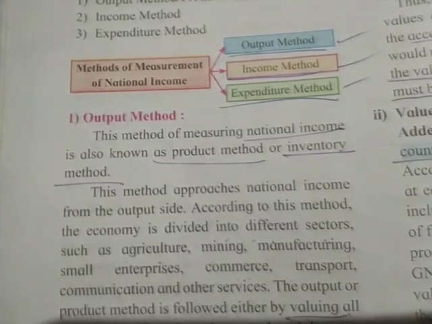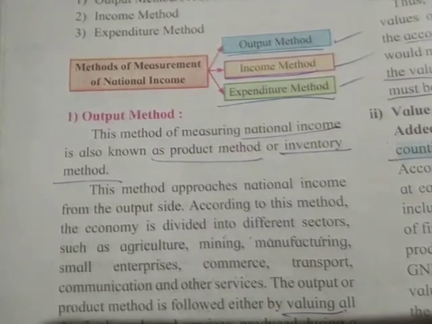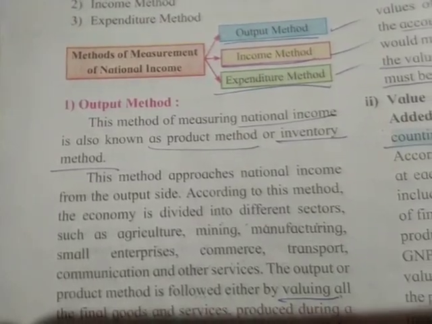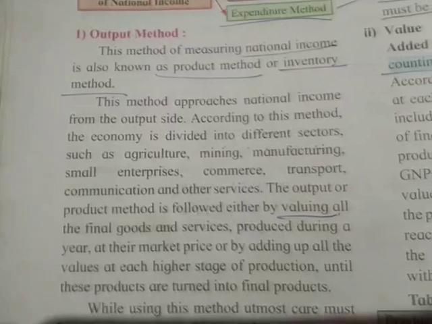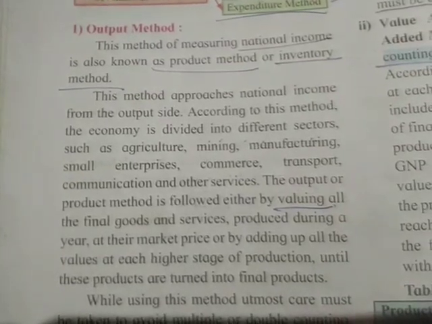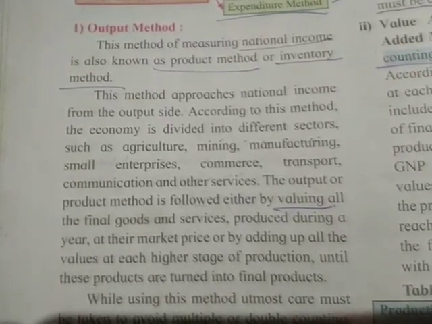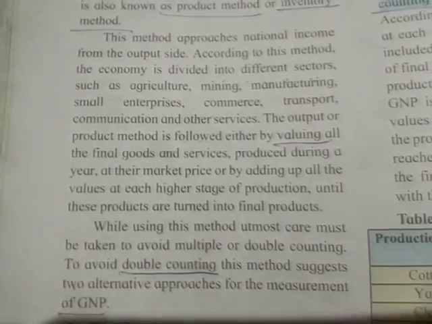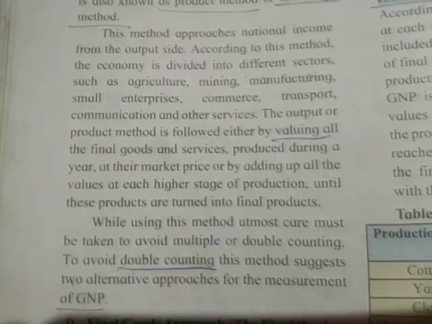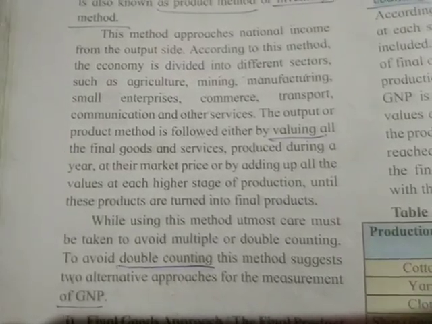Methods of measurement of national income: first, output method; second, income method; and third, expenditure method. Output method. This method of measuring national income is also known as product method or inventory method. This method approaches national income from the output side.